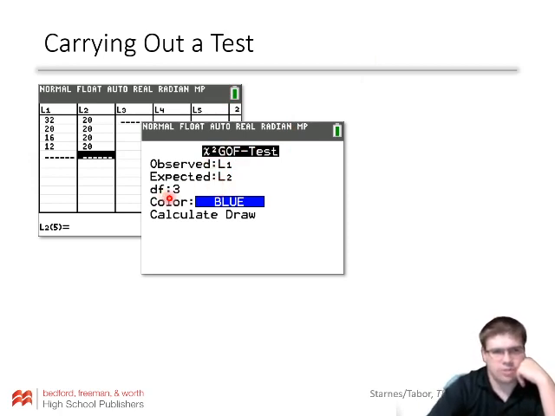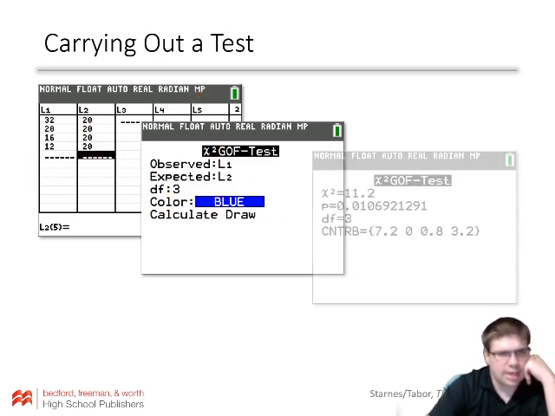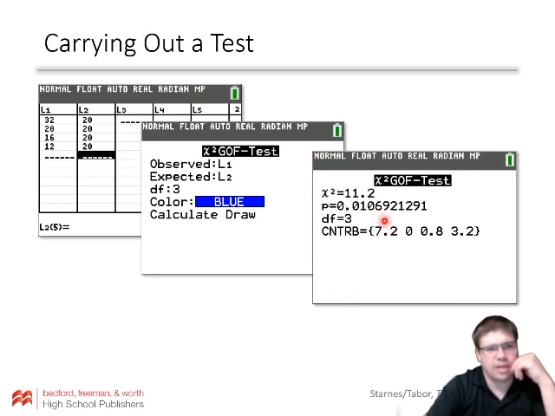You tell it the degrees of freedom, which in this case is categories minus 1, which again the programming should have been able to do for you, but they didn't put a lot of effort into this one. And then you can have it calculate that chi-square test statistic for you and the corresponding p-value. So there's the calculator version of this as well.